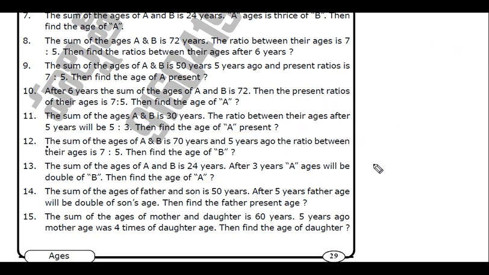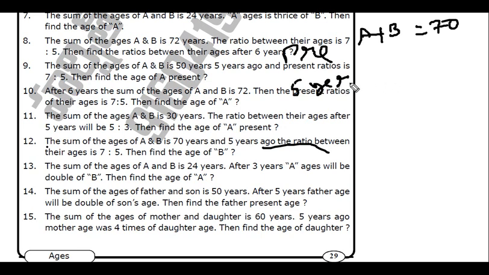Next one. The sum of the ages of A and B is 70 years. A plus B equal to 70 years. And 5 years ago, this is present. And 5 years ago, the ratio between their ages, 5 years ago, ratios 7 is to 5. So it will be back, minus 5 minus 5, minus 10, means totally 60 is there.